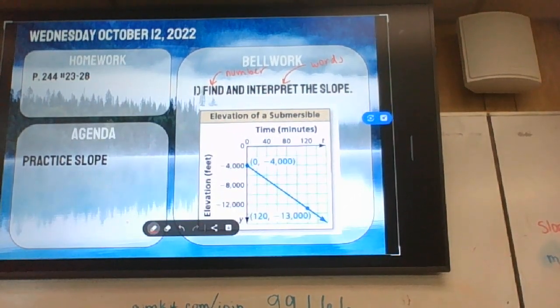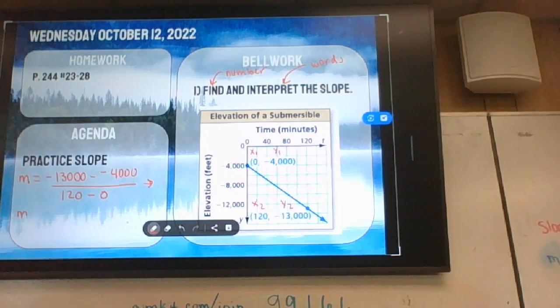Alright, so I'm gonna call 0, x1 and negative 4,000, y1. I'm gonna call 120, x2 and negative 13,000, y2. And we call slope m. So I'm gonna do negative 13,000 minus a negative 4,000, all over 120 minus 0.